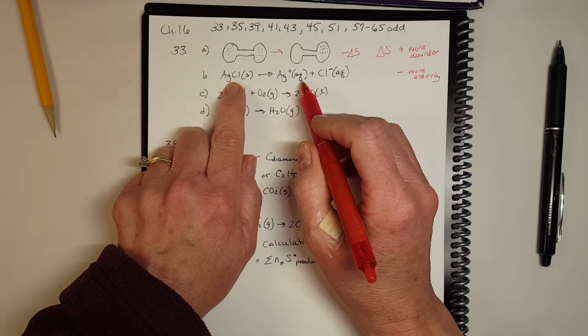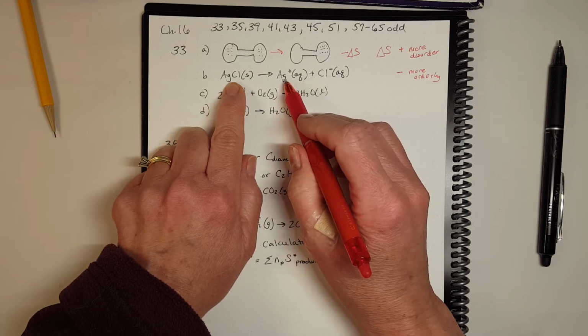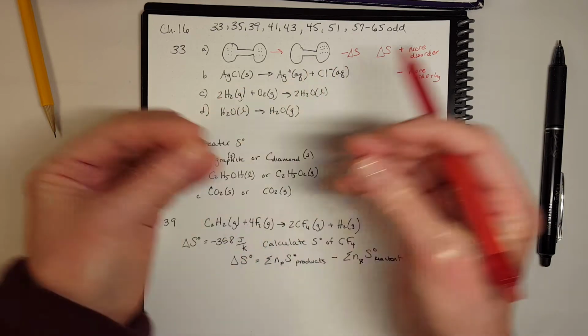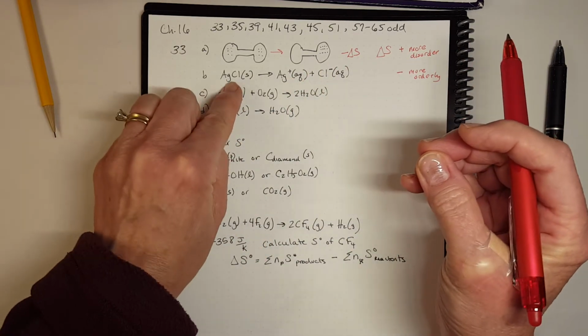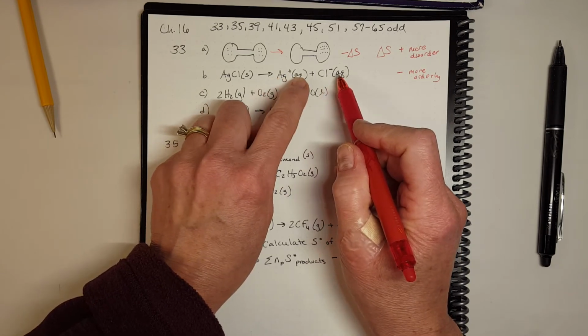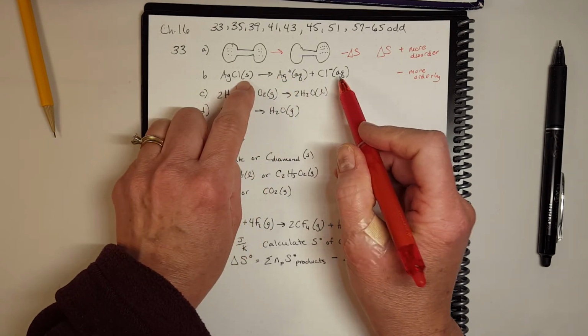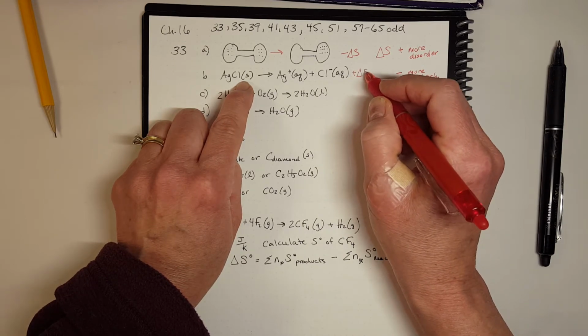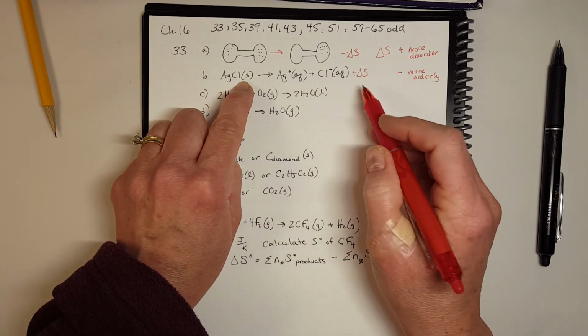In the next one, we have a solid, and it's being dissolved. So solid silver chloride is much more orderly than dissolved. These would be two pieces for every one AgCl. It makes two, so that first of all is more disorderly. And then aqueous is always more disorderly than solid, so this is a positive delta S because it's becoming more disordered.